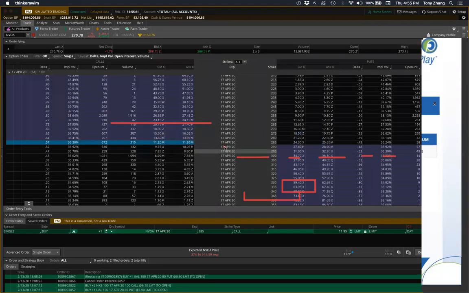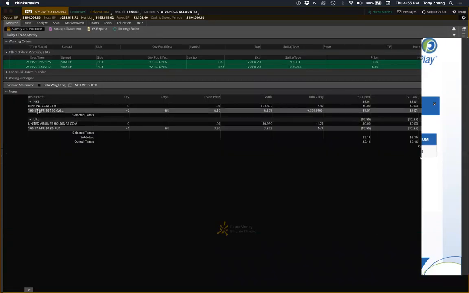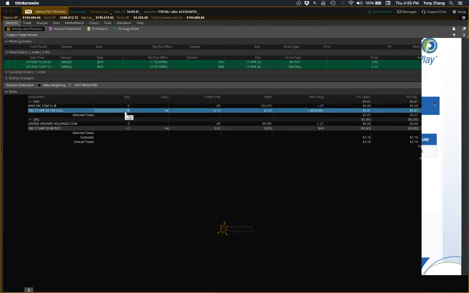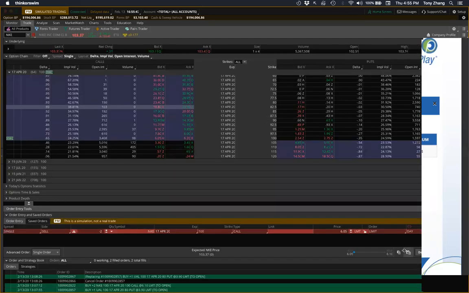Also, I have a position here in my platform. So I have an existing position. This was a Nike call that I purchased. I'm up $5 on that particular trade. On most platforms, when you're closing out a trade, you don't have to actually go through the option chain and find the order that you own. What you typically can do is simply right click and create a closing order, or most platforms have some way of selecting an existing position and creating what we call a closing order. So in this particular case, when I go and close it, this particular option, which is the April $100 call option, as you can see, is trading at 6.05 by 6.20.